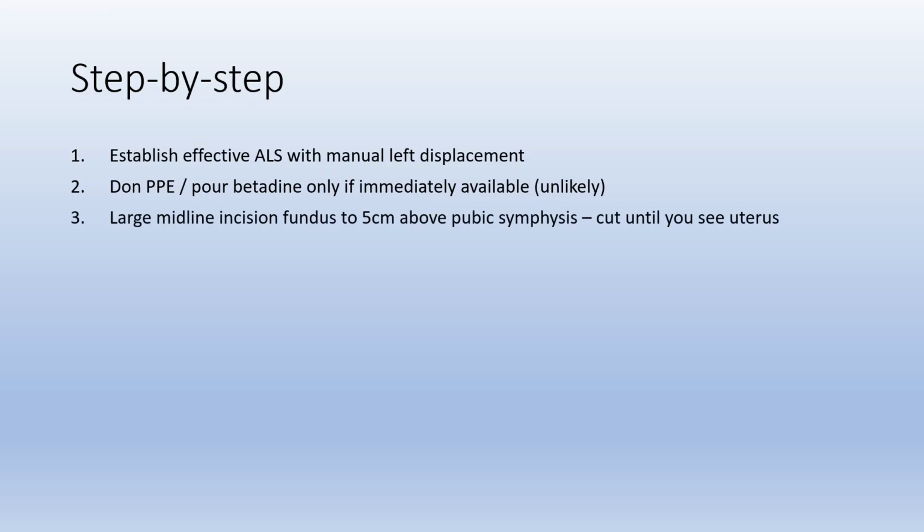In terms of incision, just make a large midline incision from the top of the fundus to about 5 centimeters above the pubic symphysis, and just cut down in that orientation until you see the uterus.